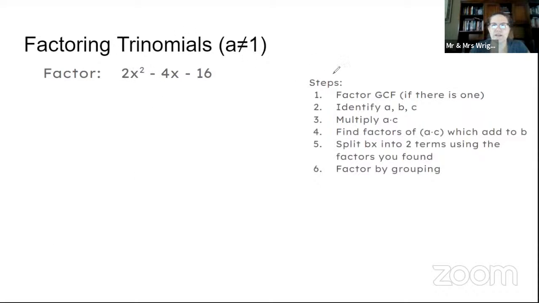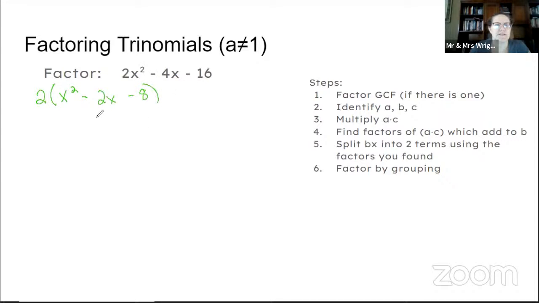All right, welcome back. Factor the GCF. There is definitely a GCF in this. All of these are even. So I know for a fact I can pull out a 2 from all of these. 2x squared minus 2x minus 8. Okay, so I've factored out my GCF. Now I need to identify A, B, and C.